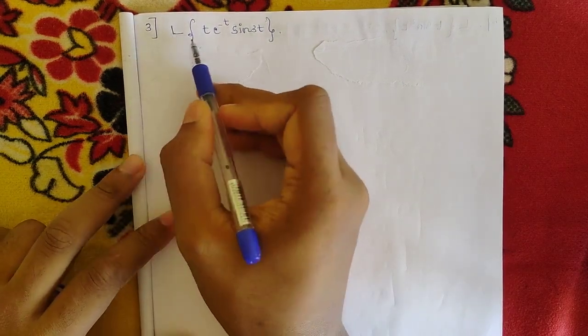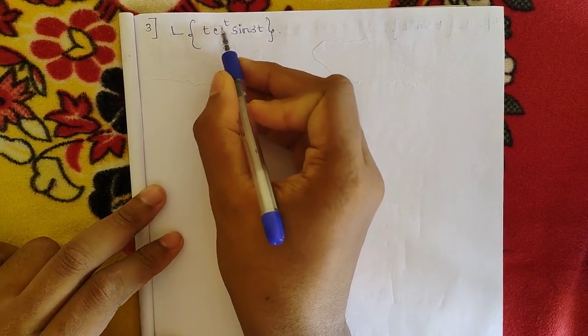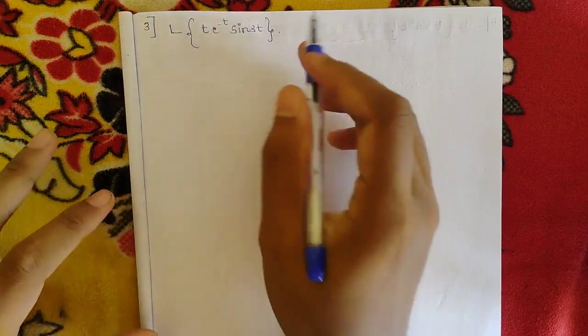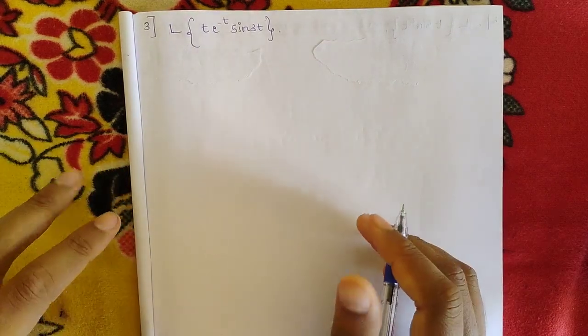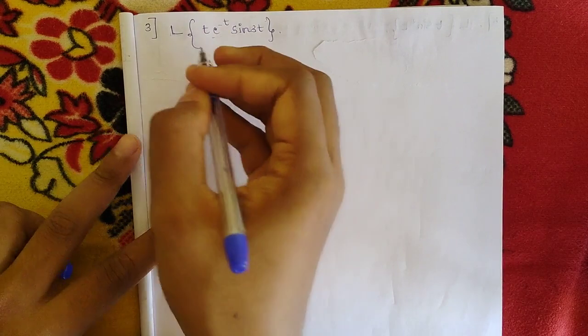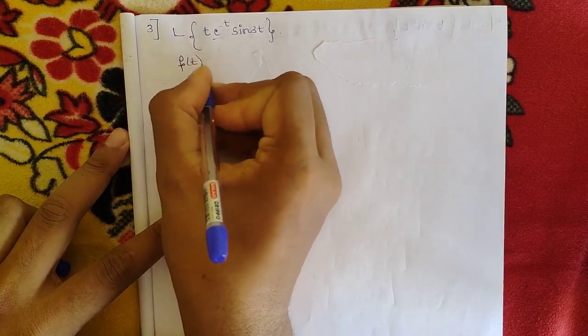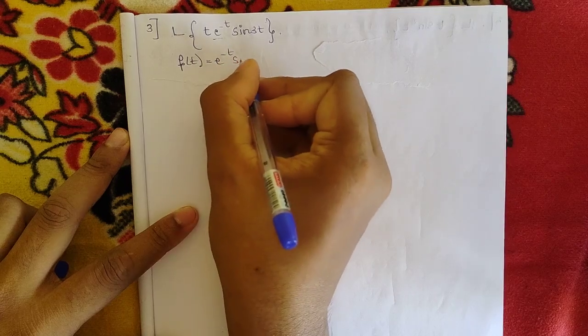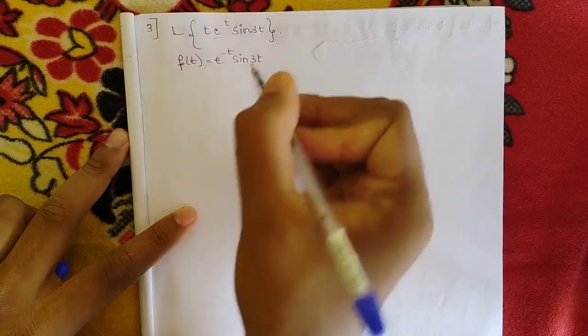We should be finding the Laplace transform of t into e to the power minus t sine 3t. Okay, so here we have a mix of two properties. I'll tell you how. First, in place of f of t, write that f of t is equal to e to the power minus t sine 3t, right?